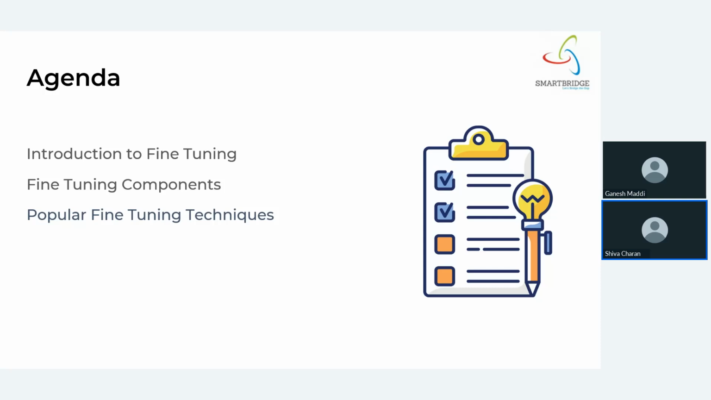Fine tuning works with LLMs. Whatever data we have, we tell the model about it, or we train the model on that data also, so that we make sure the model is learning on our data too. That is what exactly fine tuning is. Fine tuning has some components, and there are some techniques for fine tuning. We'll see what exactly they are.